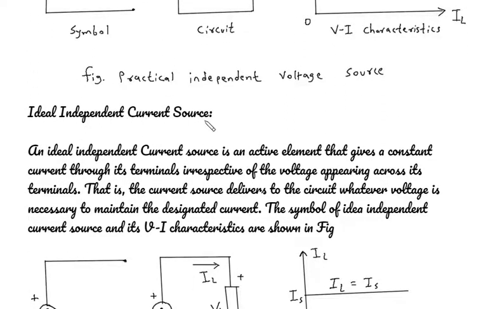Ideal independent current source. An ideal independent current source is an active element that gives a constant current through its terminals irrespective of the voltage appearing across its terminals. That is, the current source delivers to the circuit whatever voltage is necessary to maintain the designated current. The symbol of ideal independent current source and its VI characteristics are shown in figure.